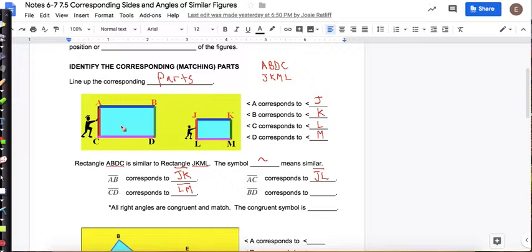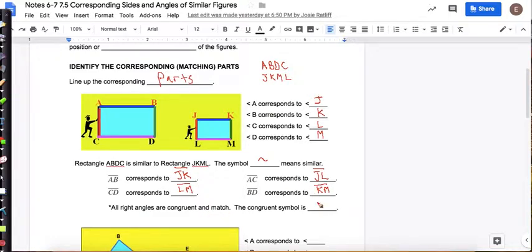And once again, they're both red. And then BD, which is the green, goes with KM. So if they're oriented the same way, you can just look at the picture. But if they're not, you can line them up. And you can certainly line them up even if they're oriented the same way so that you can see it as well. All right, angles are congruent and match.